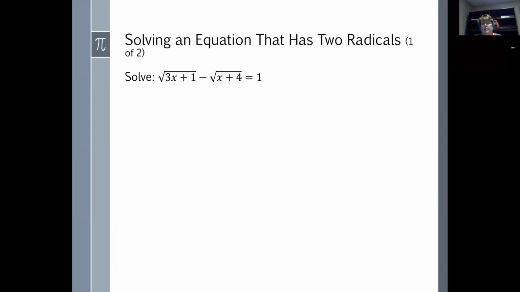You're going to square it using your formula. You're going to end up with a radical. If you have two radicals and you square both sides, you're still going to have a radical when you're done. You're going to do the same thing. You're going to isolate the radical and you're going to square both sides.